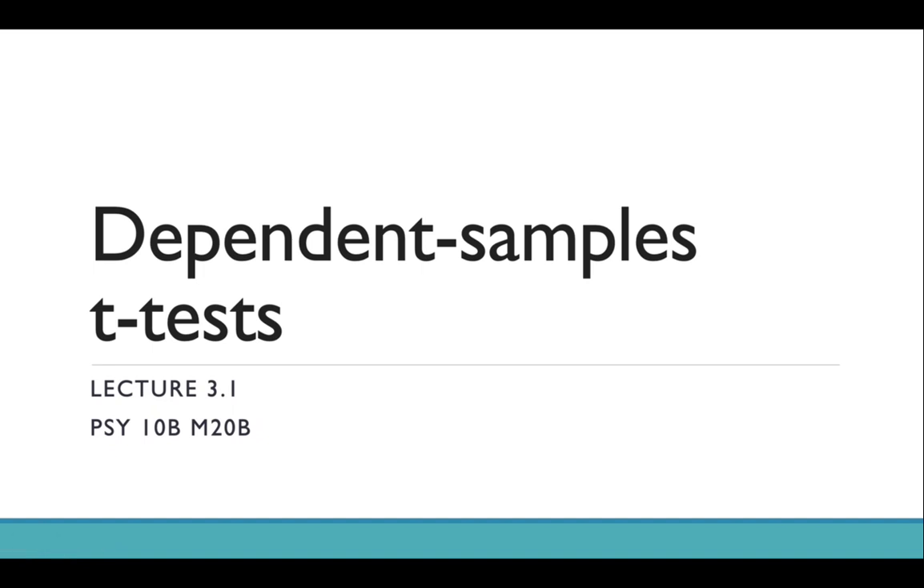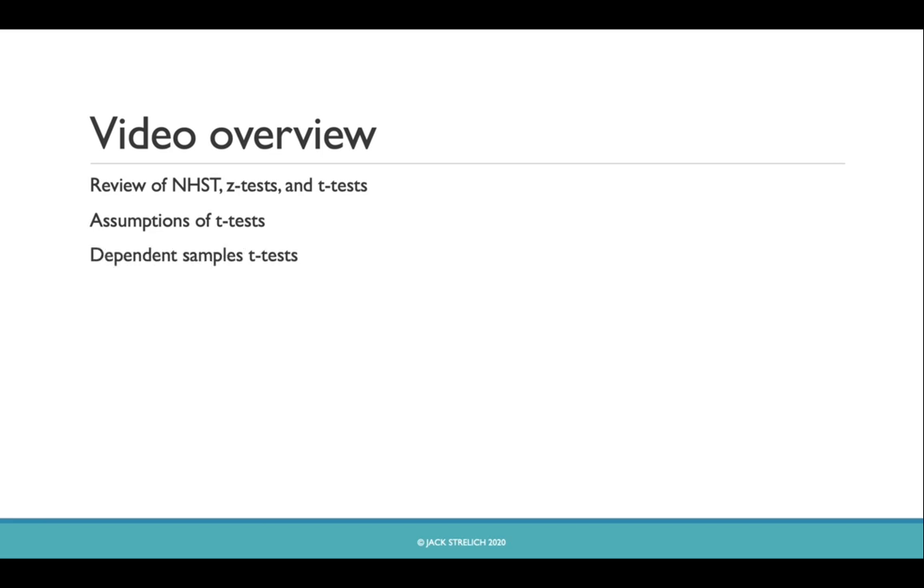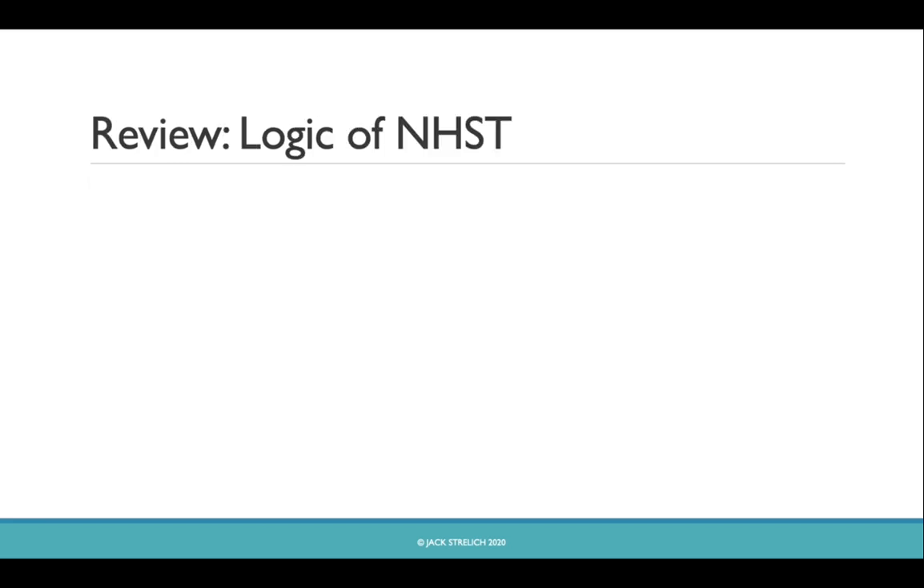This week, we're going to wrap up our discussion of the t-test and introduce a new type of statistical test, the ANOVA. We'll begin this video by discussing null hypothesis significance testing with regards to z-tests and t-tests. We'll then talk a little bit about the underlying assumptions of t-tests, and then move on to a discussion of dependent samples t-tests. Let's begin by talking about null hypothesis significance testing.